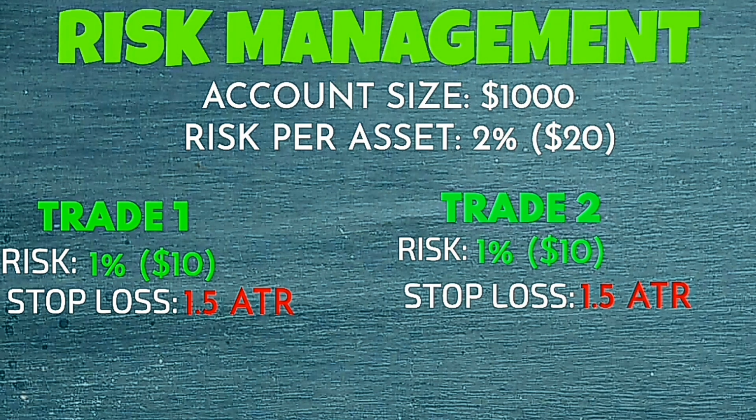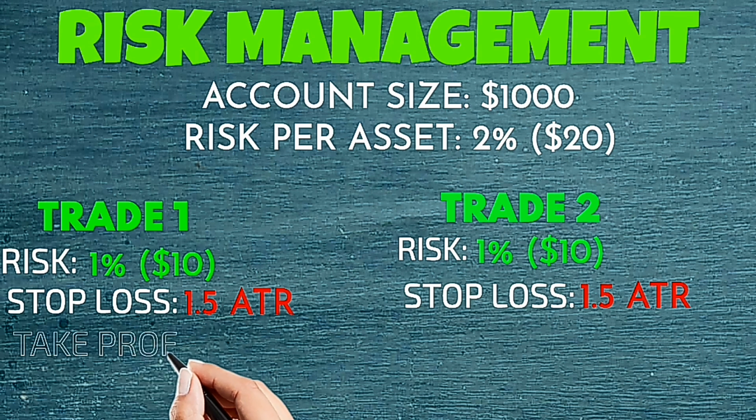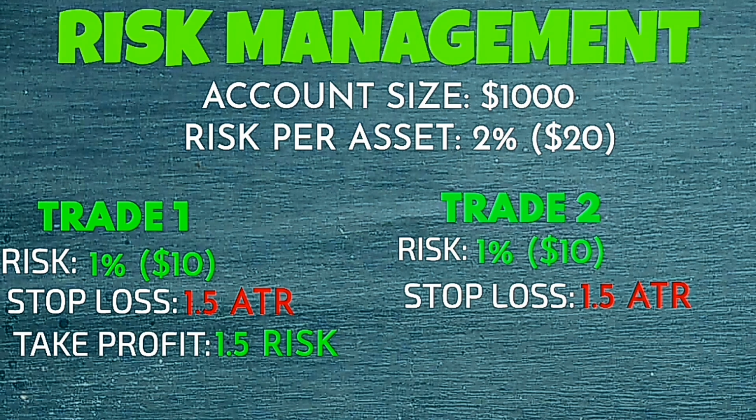ATR is an indicator that shows the volatility of the market. So based on this indicator, we determine our stop loss and take profit targets. Next, we want to set our take profit level on our first trade, and our take profit level is going to be 1.5 times the risk.